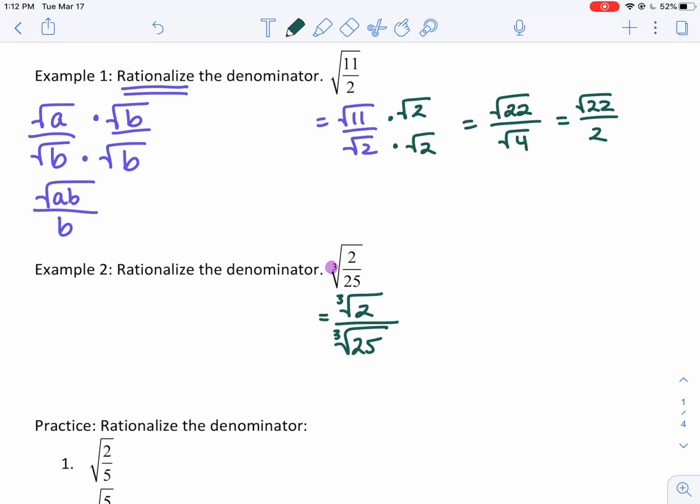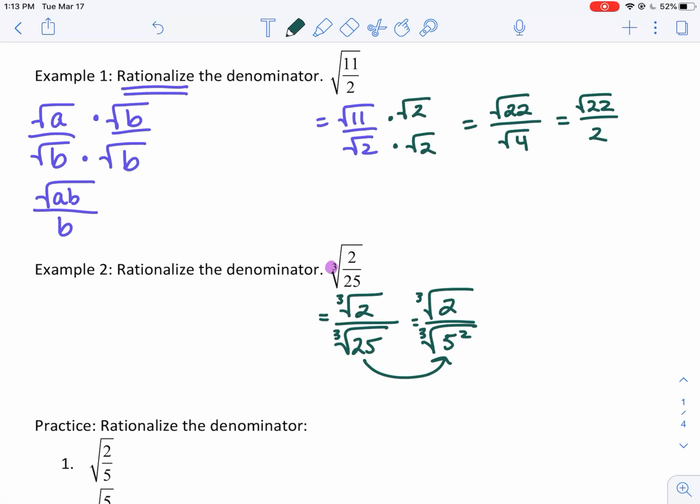Now, when I look at this one, I know that because it's a cubed root, I'm going to need a group of 3 in the denominator. So I'm going to rewrite it as the cubed root of 2 over the cubed root of 25, which is just 5 to the second power. So all I did going from here to here is I rewrote 25 as 5 to the second power.